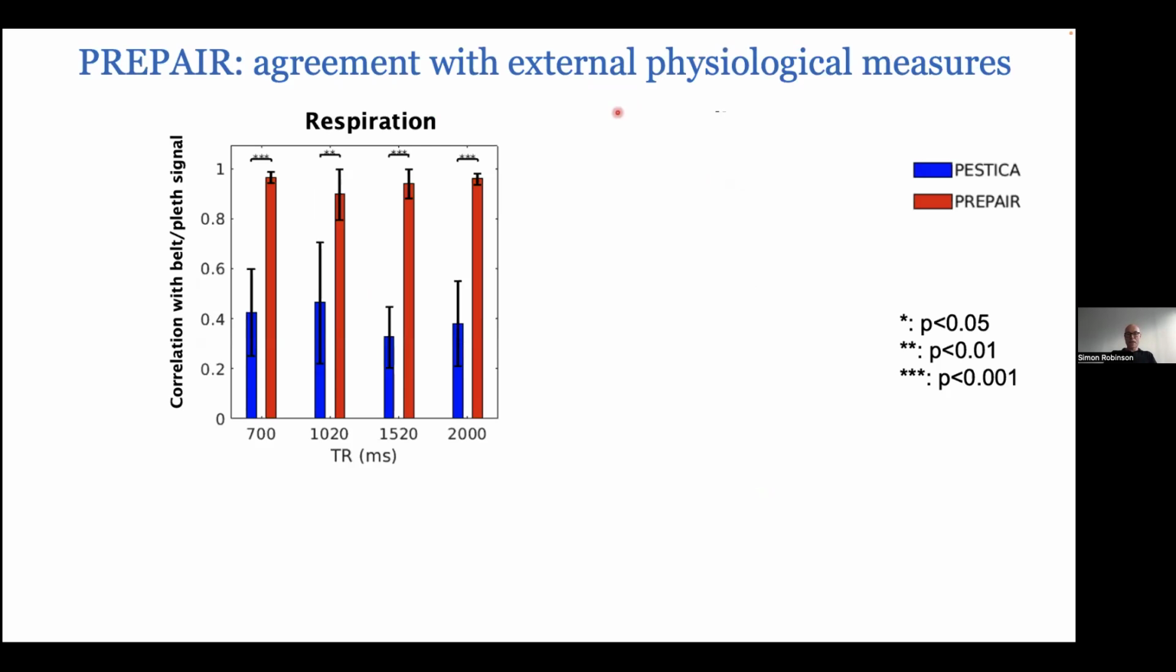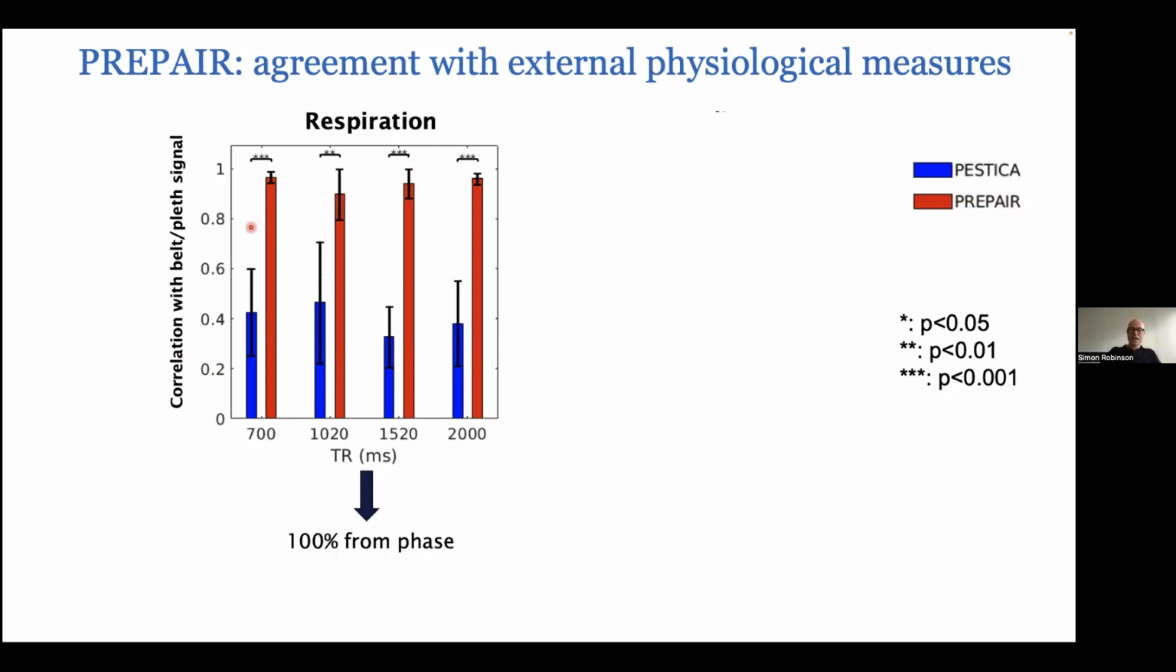So we've compared that with our method, which we call PREPARE, in a case where we do have respiratory belt and photoplethysmograph signal available, and we can see that we've got very high correlation between our PREPARE regressors and the regressors that come from the belt, just the belt signal at the moment for respiration.